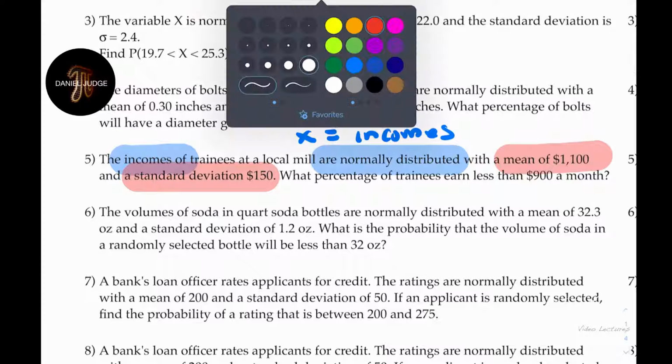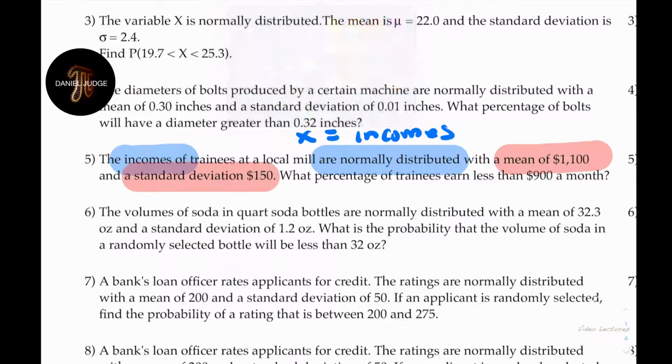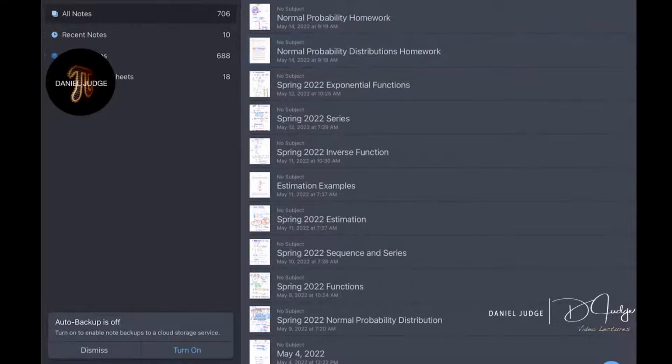Now they're saying, what percent, here's our question. It's a percent question, of trainees earn, let's see what the language is, less than 900. So, P X less than 900. This is incomes that are less than $900. And of course, that's in a month period. So, we're going to have to remember some of these things. 1100, 150.